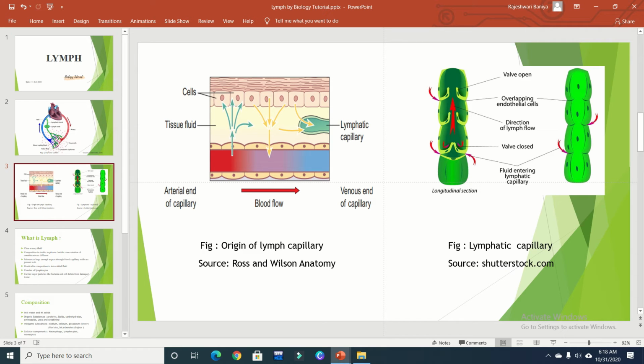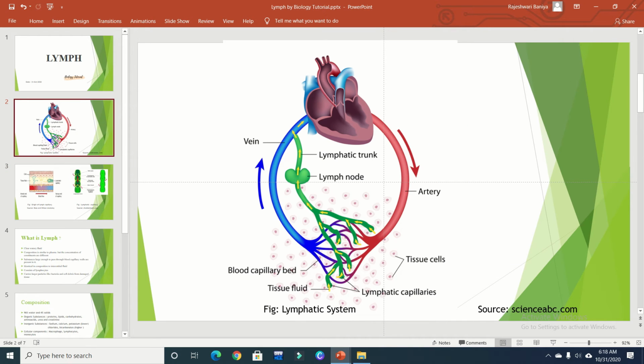When the tissue fluid enters the lymphatic capillaries, we call it lymph. This same fluid here we call the tissue fluid or interstitial fluid. When it enters the lymphatic capillaries, we call it lymph. This one is the lymph. It will move from the capillaries to the vessels, and again back into the circulation. This is the cycle of our lymphatic system.